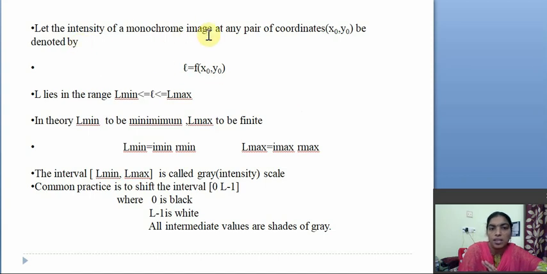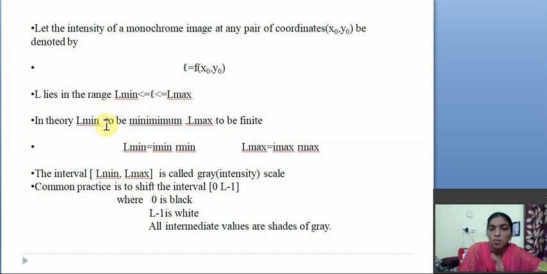Let the intensity of your monochrome image at any pair of coordinates x0 comma y0 be denoted by L, so L is nothing but f of x0 comma y0. Consider like this: suppose f of x0 comma y0, and we just observe the intensity value at a particular location in the image, that is nothing but L. If you observe, the L range is L minimum to L max.